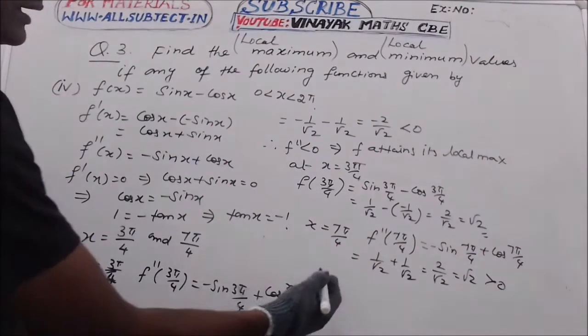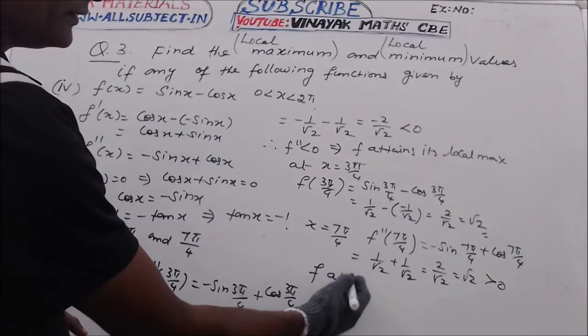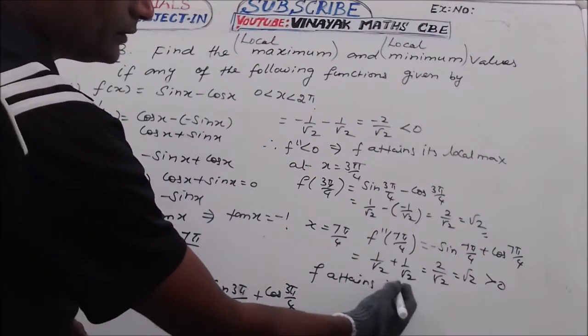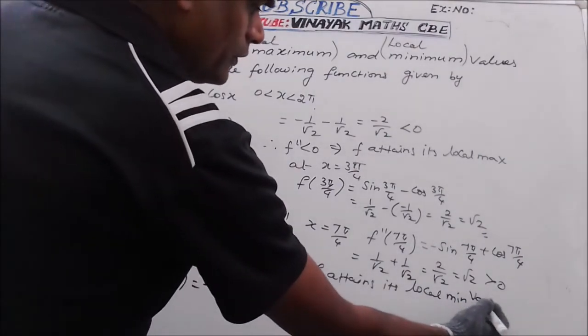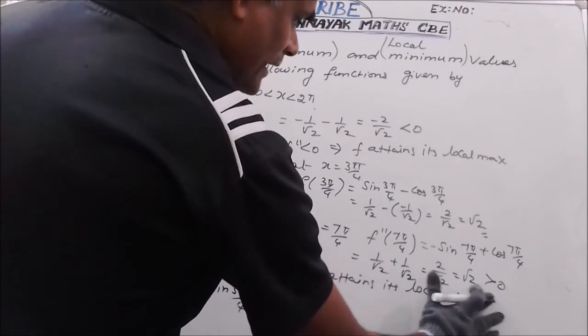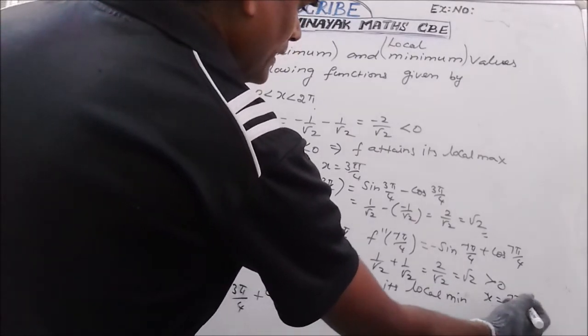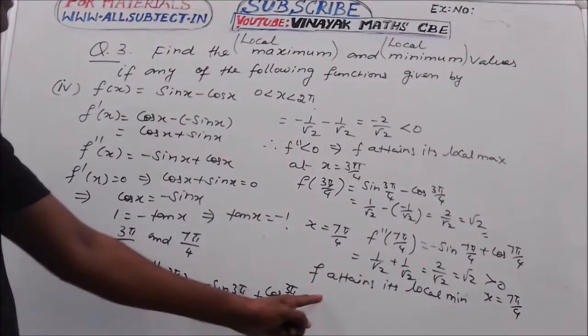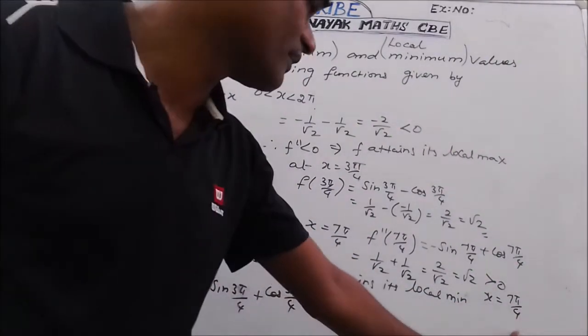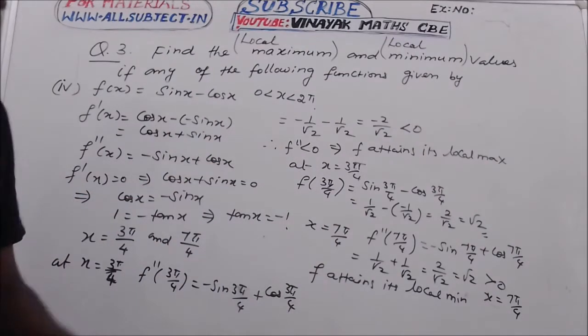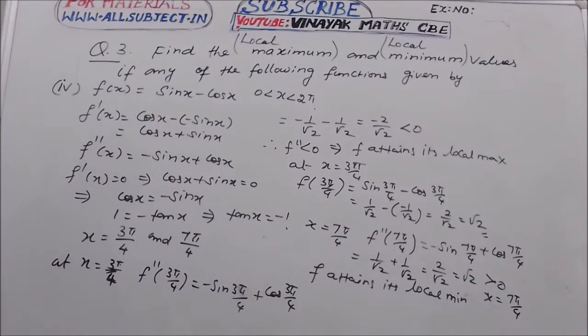This means f attains its local minimum value, local minimum at x is equal to 7 pi by 4. So f attains the local minimum at x is equal to 7 pi by 4. Substituting x is equal to 7 pi by 4 in f, we will get the local minimum value.